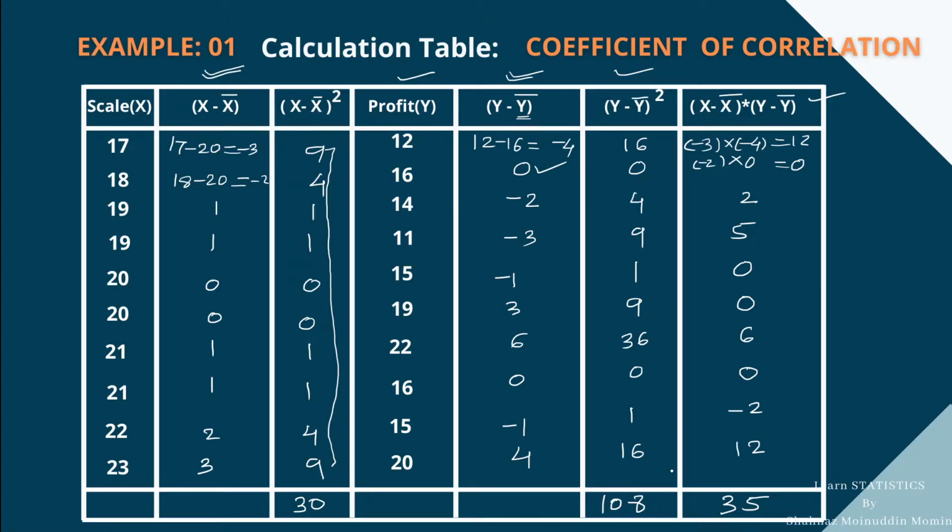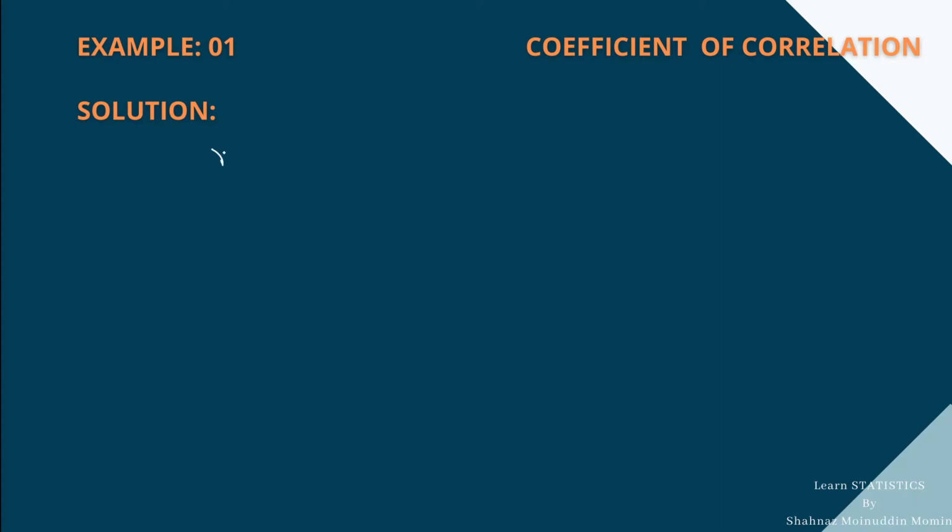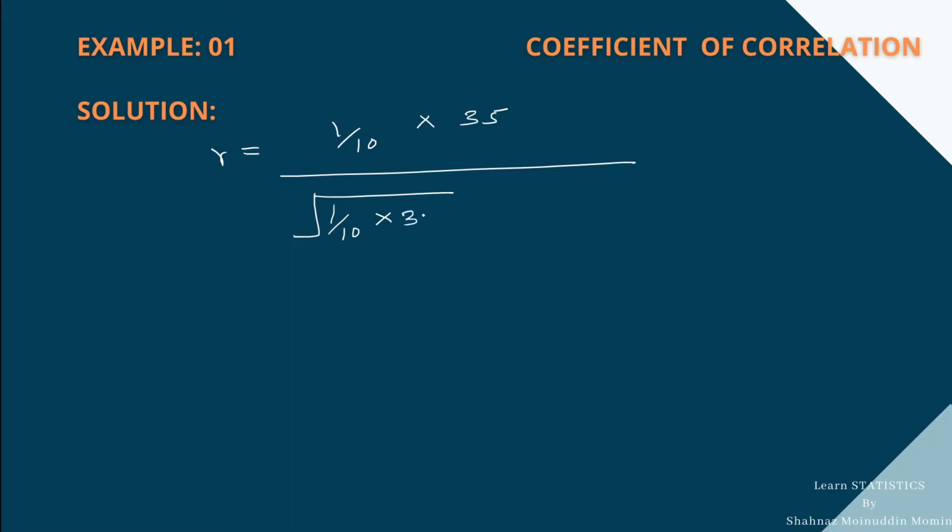So r is equal to 1 upon 10 multiplied by 35, divided by under root 1 by 10 into 30, multiplied by under root 1 by 10 into 108. Now this is 1 by 10 into 35.